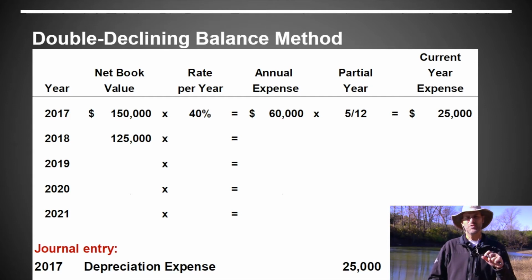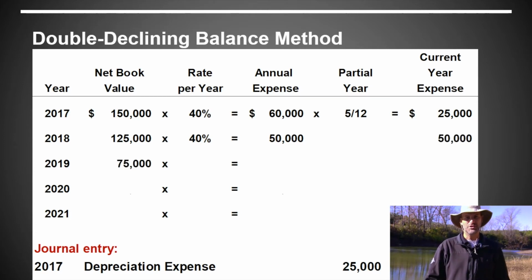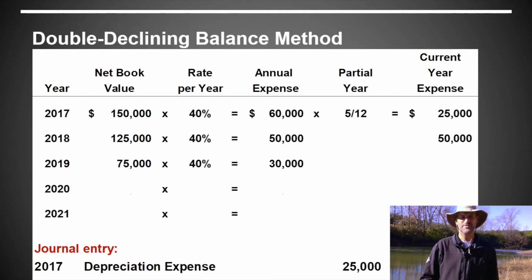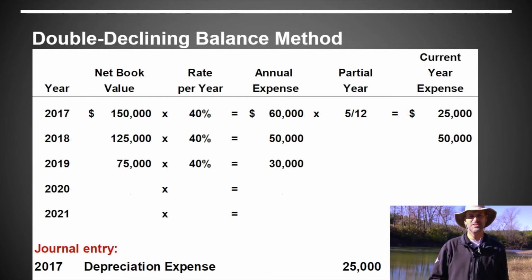In the second year, we take our new net book value, which is $125,000. We multiply that times, you guessed it, 40%, gives us our depreciation of $50,000. It's a full year, so we use the whole amount, and our current year expense is $50,000. In our third year, we take our new net book value, which is $75,000, times 40%, or 2/5, gives us $30,000 of depreciation expense, and a new net book value of $45,000.